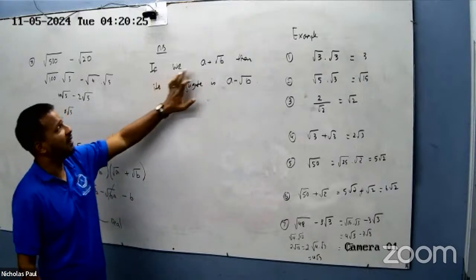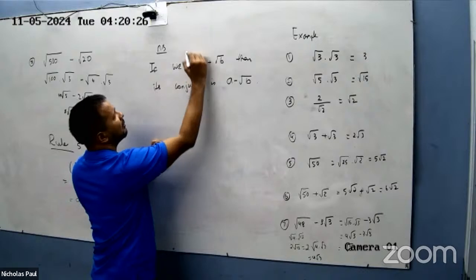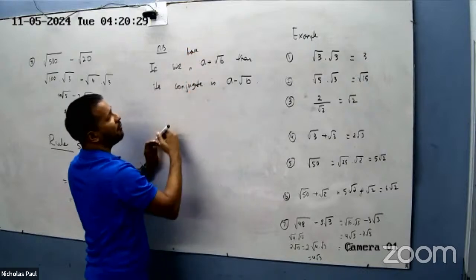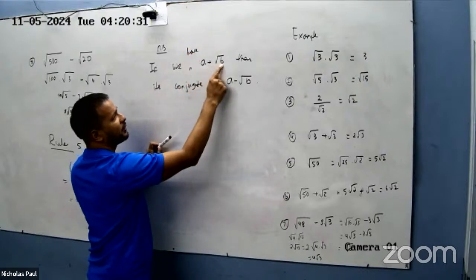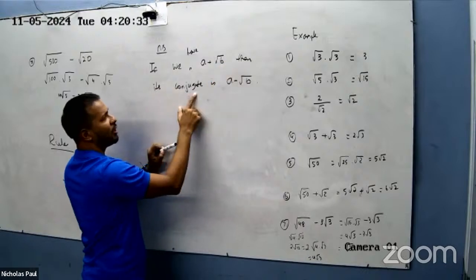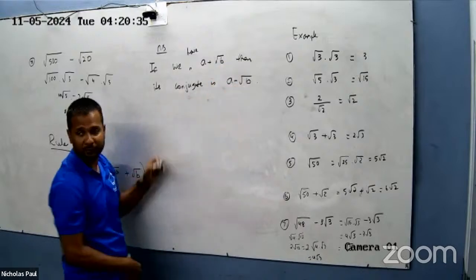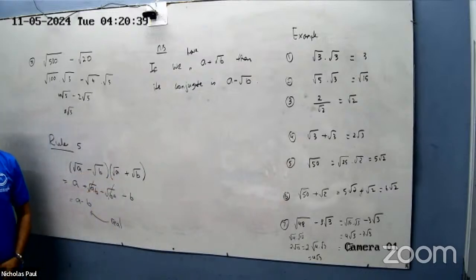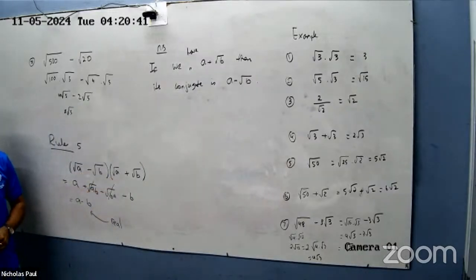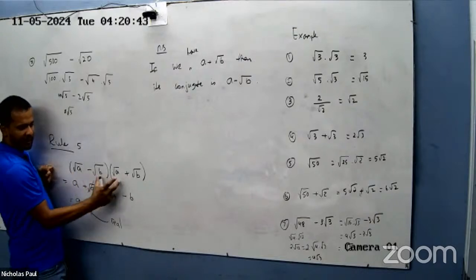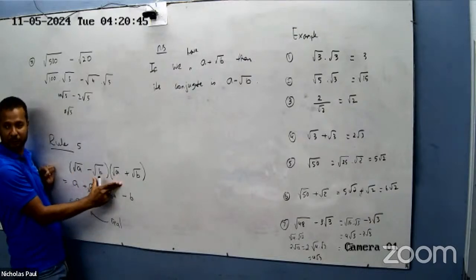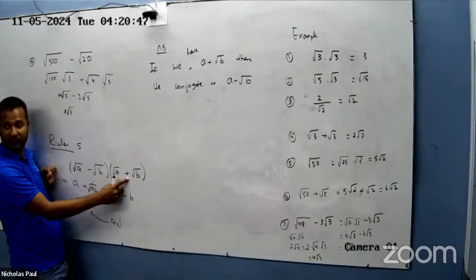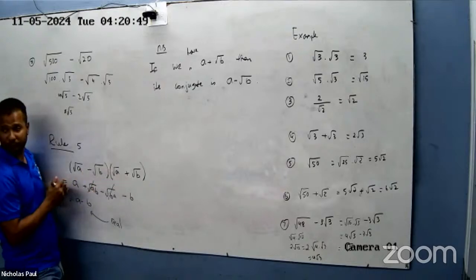So if we have A plus root B, then its conjugate is A minus root B. Right? Just change the sign in the middle. So these two are conjugates of each other. Here's a minus, here's a plus. Just change the sign. Okay?